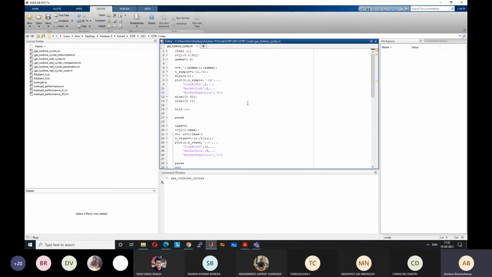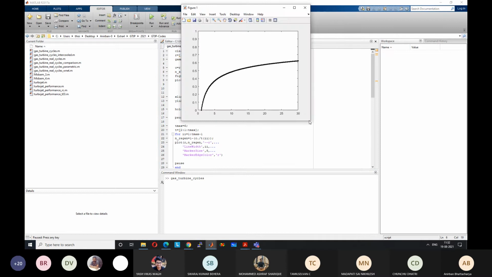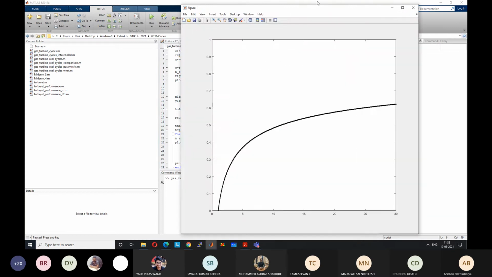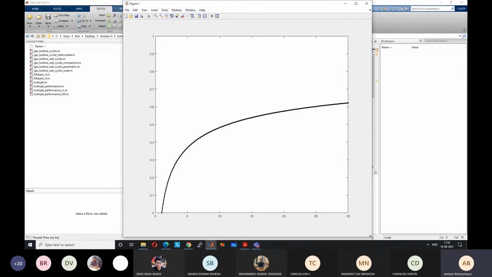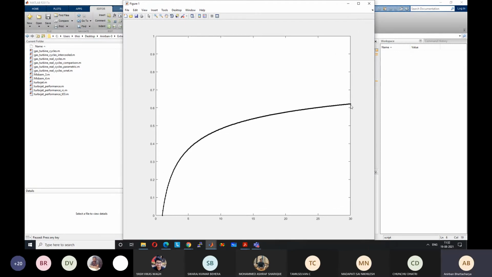This is the same plot that we had drawn previously. So this is the efficiency of the simple Brayton cycle. We had seen in the previous class that for a compressor pressure ratio of 30, it goes to around 62-63%. It can be easily calculated because this is equal to 1 minus 1 by R to the power gamma minus 1 by gamma.